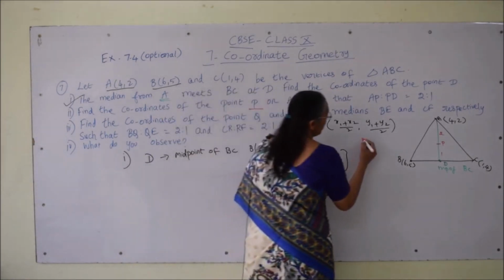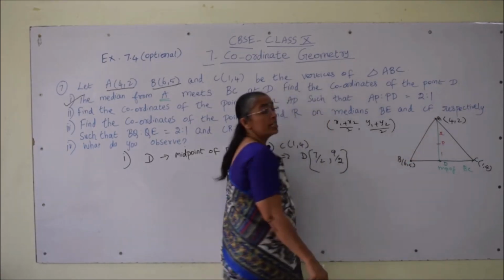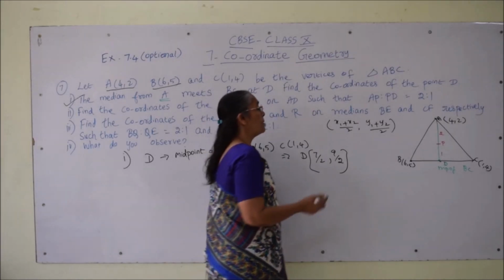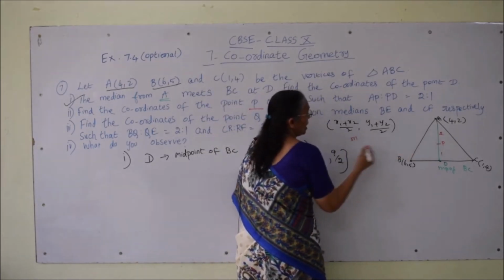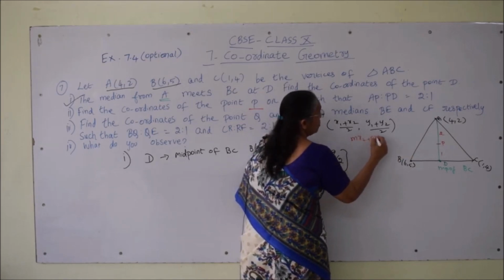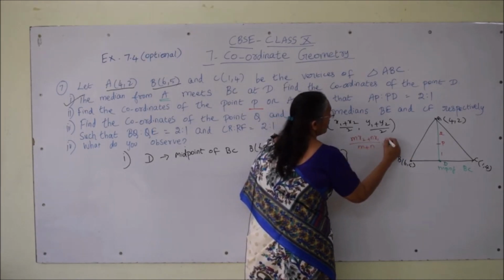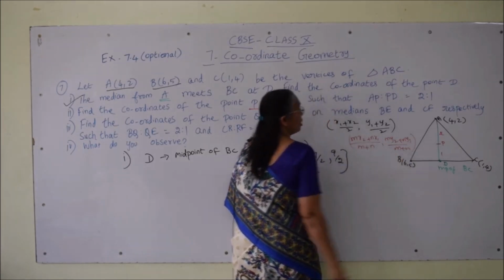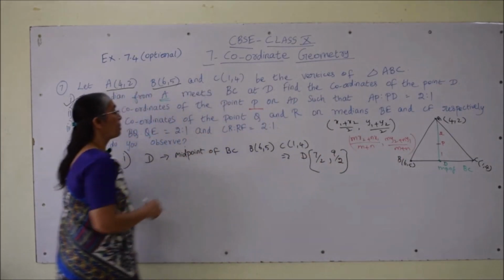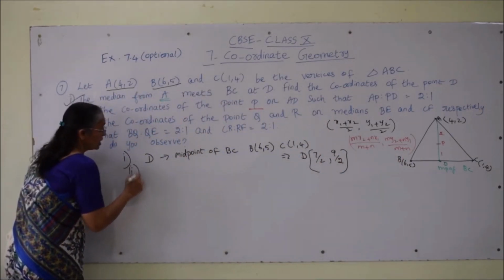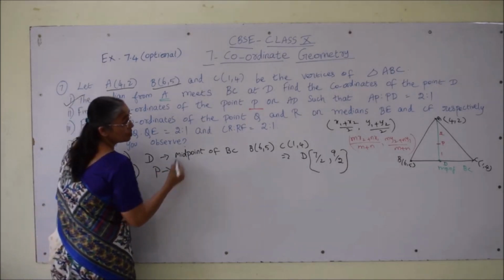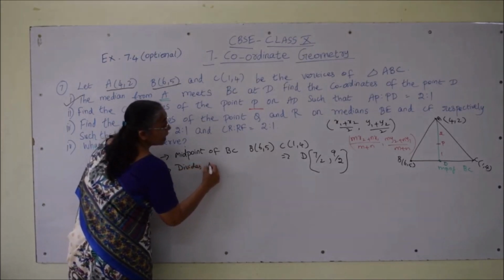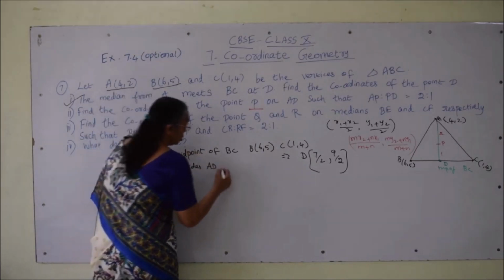The section formula is nothing but: if a line segment joining the two points (x1, y1) and (x2, y2) is divided in the ratio m is to n, then the point P(x, y) is given by (mx2 + nx1)/(m + n), (my2 + ny1)/(m + n). So, using the section formula, we will find the point P. To get the coordinates of the point P, we should use that P divides AD in the ratio 2:1.